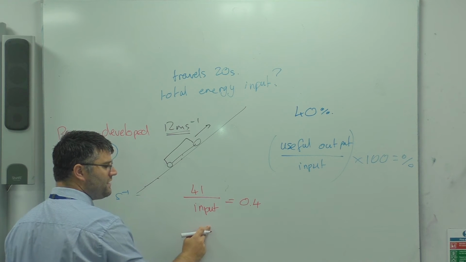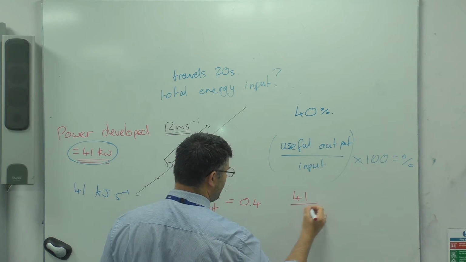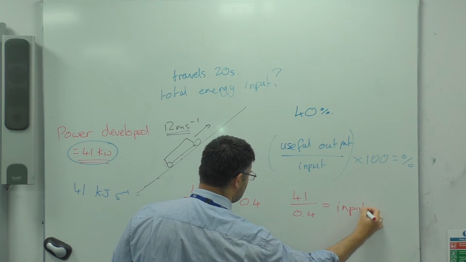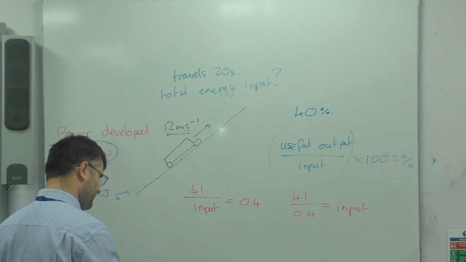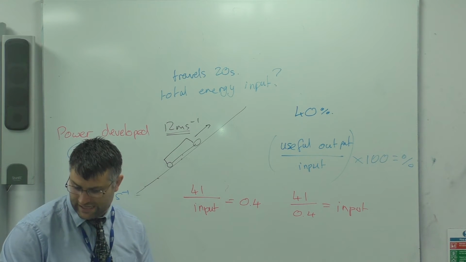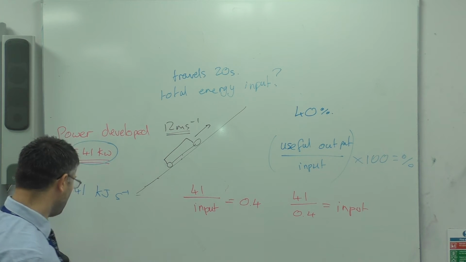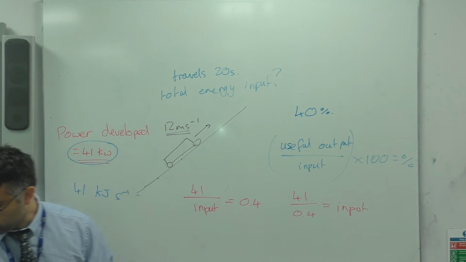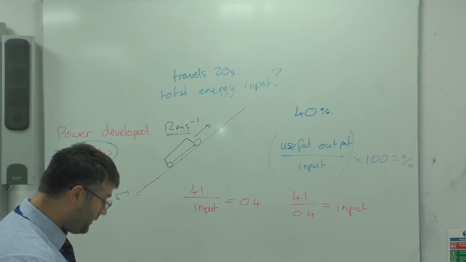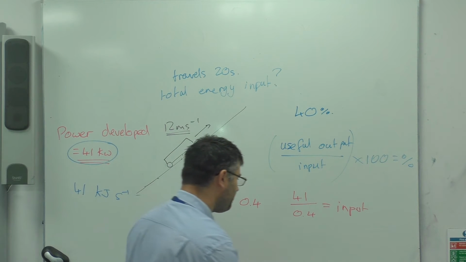Therefore, how do we rearrange this? Well, I'll do a quick rearrangement to allow us to work this out. So it should be 41 divided by 0.4, and that will equal our input energy. Again, if you didn't understand that algebra, do go back and look at the Physics Algebra Tricks video. It will help you understand algebra in more detail. So, once we work that out, we will have an input energy. So 41 divided by 0.4, it's 102.5.